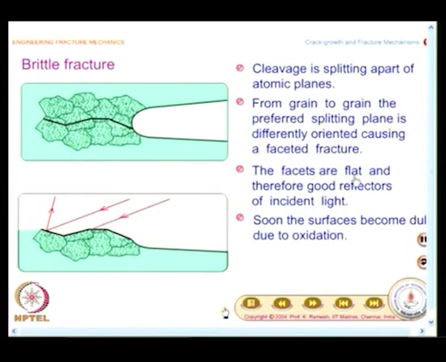The facets are flat and therefore good reflectors of incident light. So, you will find the surface is very shiny in the case of a brittle fracture. In fact, if you take perspex, if it fails, it would be brittle in nature. You will have very nice polished surfaces. On the other hand, if you take aluminum or steel, you will have a ductile fracture.